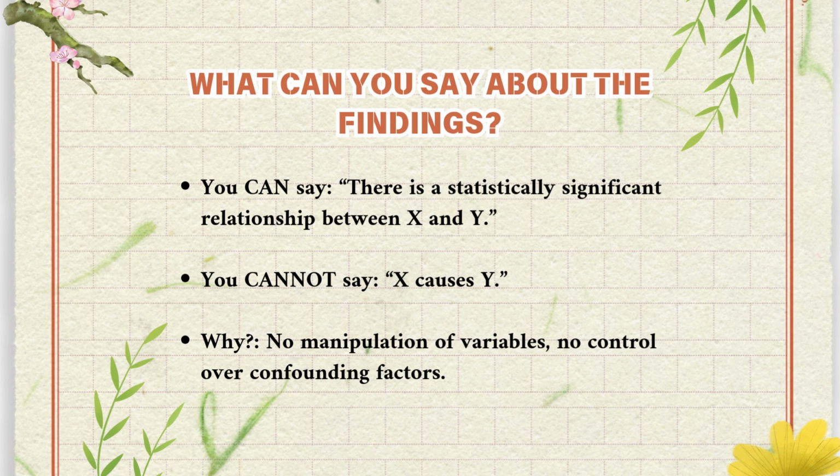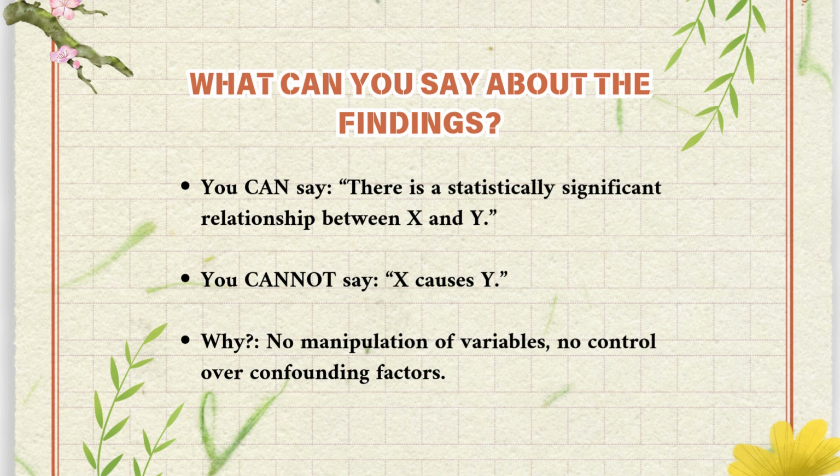But here's the big limitation: you cannot say that one variable causes the other, because correlational studies don't involve manipulating variables, random assignment, or controlling for confounding factors. And so without these elements, you can't establish a cause and effect relationship. Even if two variables are strongly correlated, there could be a third variable that influences both.